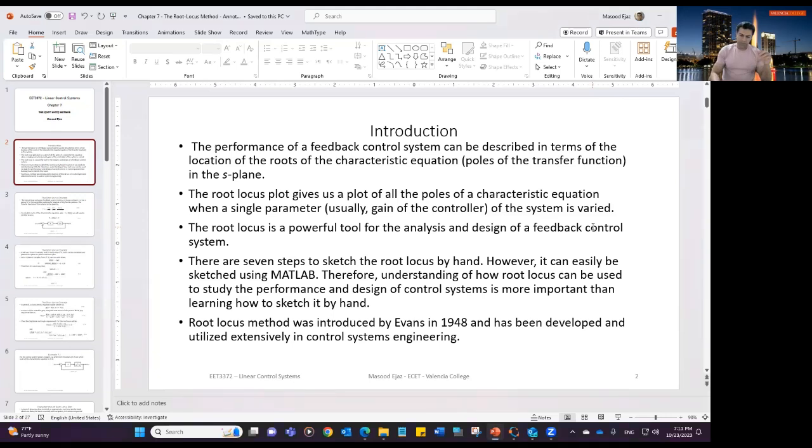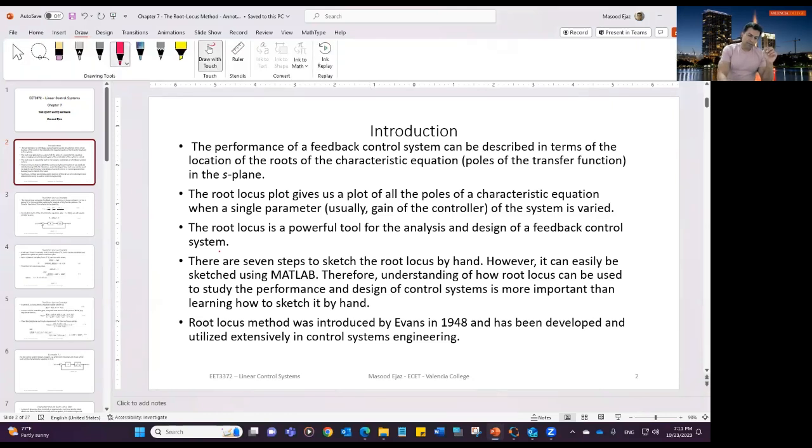When it was devised in like 1948, of course there were computers, but very early computers, and there was really no proper method to put together the sketch of all the roots, all the poles of the characteristic equation, and combine them to create a Root-Locus of a control system. So at that time, a control engineer named Evans, I don't know what was the first name, the last name was Evans, put together these 7 steps to sketch the Root-Locus.